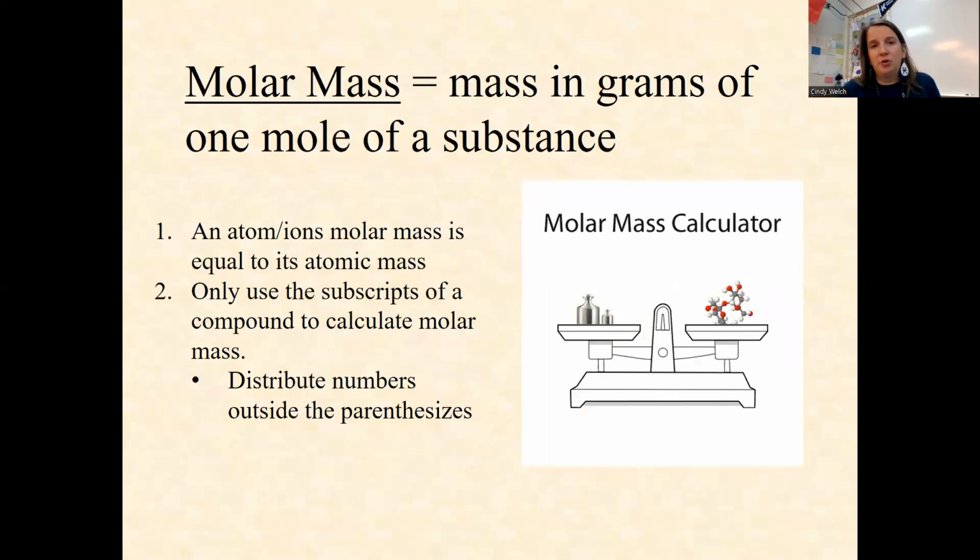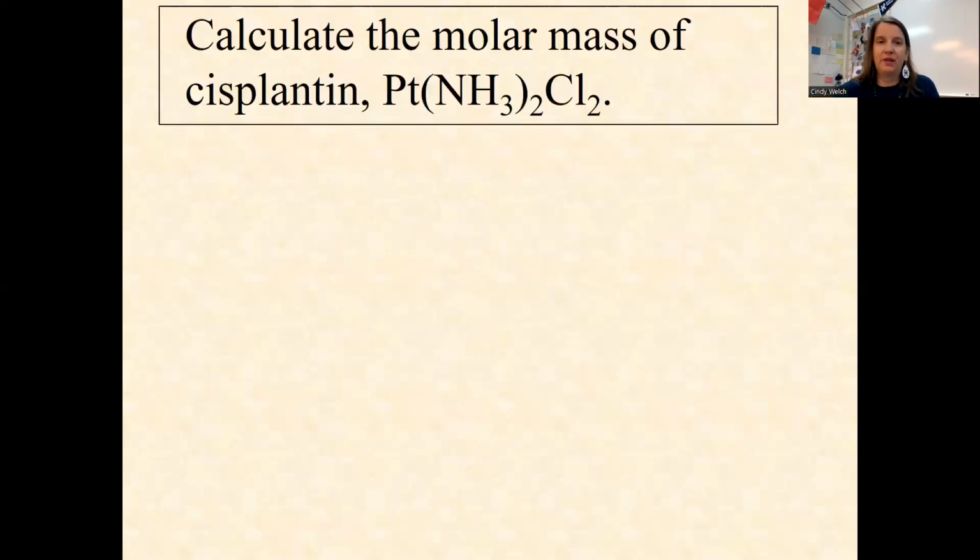When you're calculating the molar mass of a compound or a molecule, you are going to look up the molar masses of all of the elements in that compound or in that molecule. You're going to multiply the molar masses by any subscripts, and you're going to add those together. So let's say we want to find the molar mass of cisplatin. We would take the mass of 1 platinum.